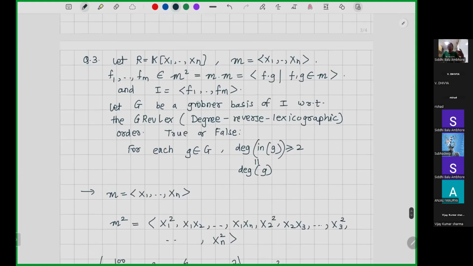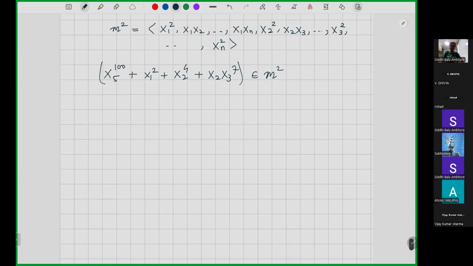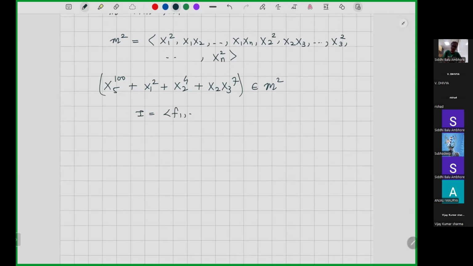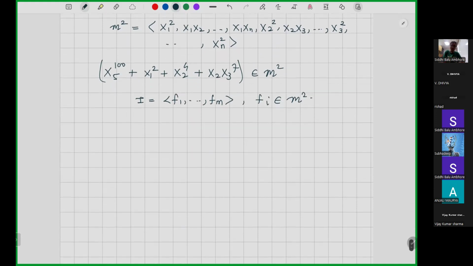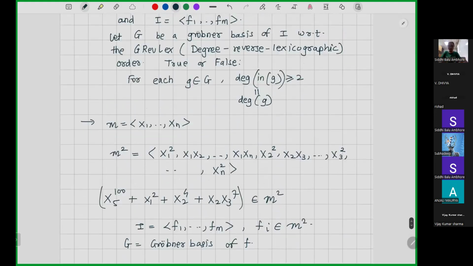And now we are taking the Gröbner basis of the ideal generated by them. So I is generated by F1 to Fm, where these Fi are in M square, and G is a Gröbner basis of I. We have to check whether the degree of each term is greater than or equal to 2. That's true or not? Yes, it is true. Yes, as Rishad said, it is true.